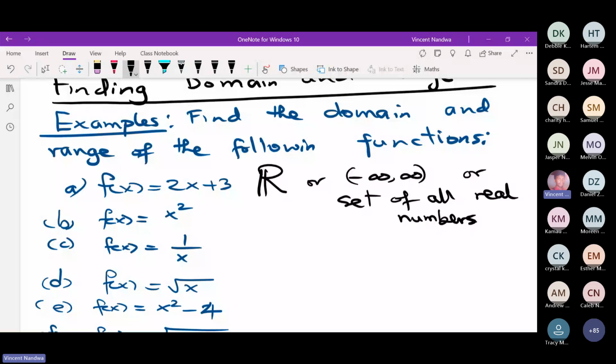Then f of x equals 2x plus 3. Once you have the domain, now what is the range? When you pick all the real numbers and put them in for x, what kind of numbers do you generate after taking 2 times the number you are replacing plus 3? Is it possible to get negative numbers after you have put real numbers into 2x plus 3? Is it possible to get negative real numbers? No.